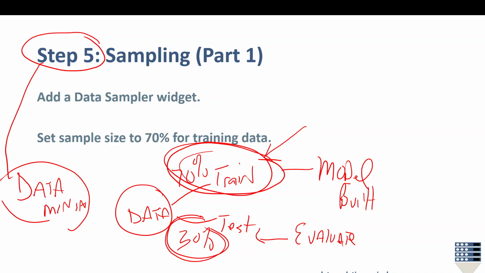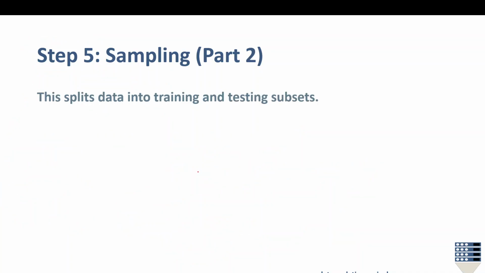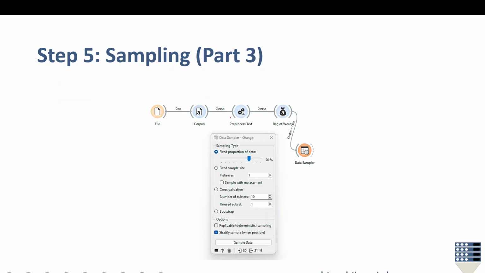Okay. And in Orange, there's a data sampler widget that you just apply to the data and set the percentage and it does it for you. Okay. So your data gets split into testing and training subsets. Okay. Which are mutually exclusive. You're either in the testing set or the training set. You don't want to use the same data in both sets. So this is what the data sampler looks like.